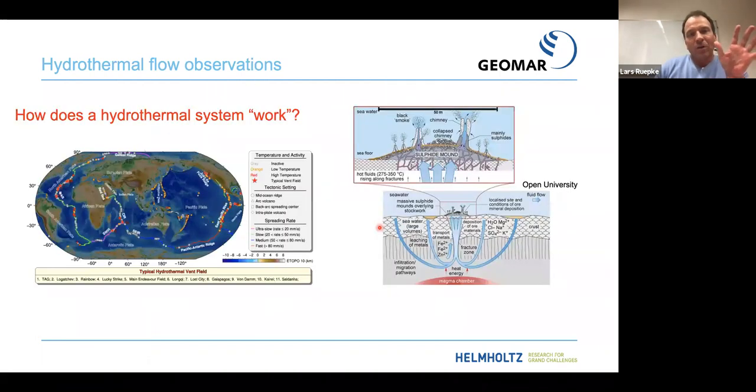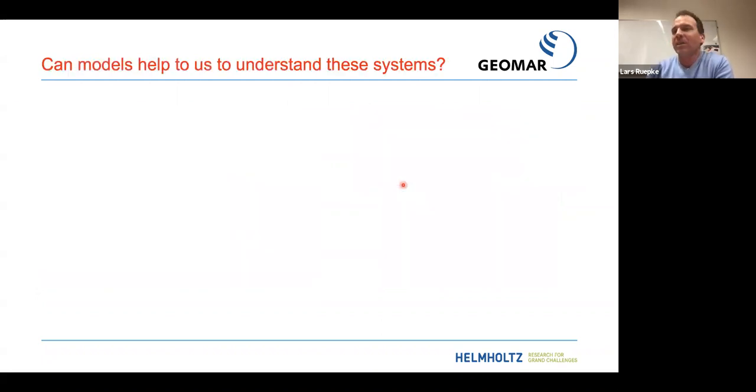All of these data sets, we study them with different motivations and different techniques, and in the end it comes down to the question: how does this hydrothermal system work? There are tons of different cartoons drawn where you put all this complexity in. This is one example that I found on the internet, but there are many more on how we can think of how these systems work. The question for me is, can models help us to understand these systems? That's basically what's driving me.